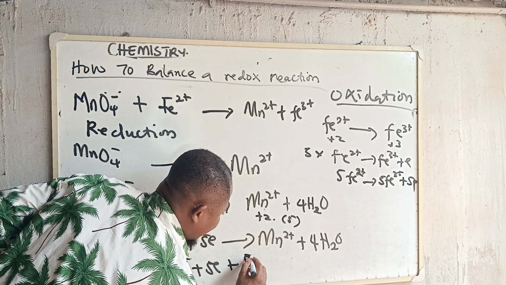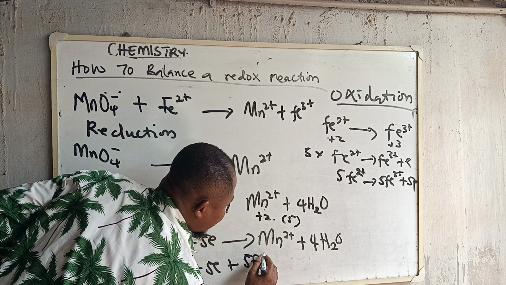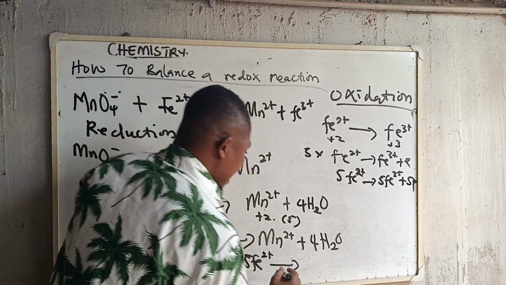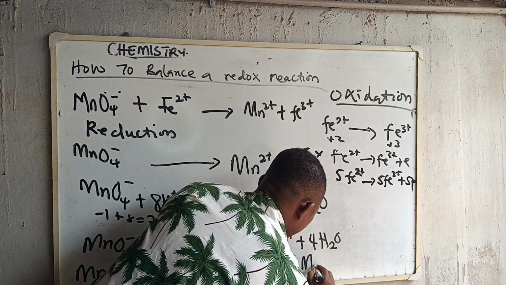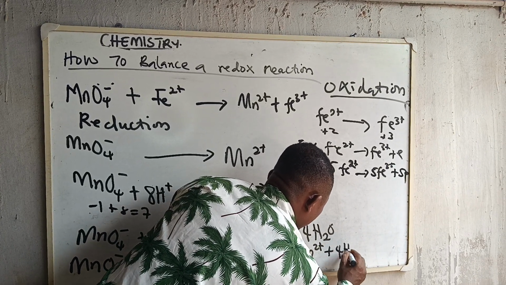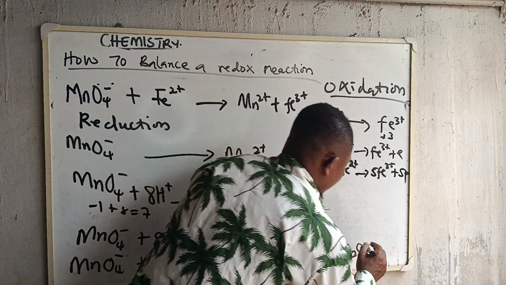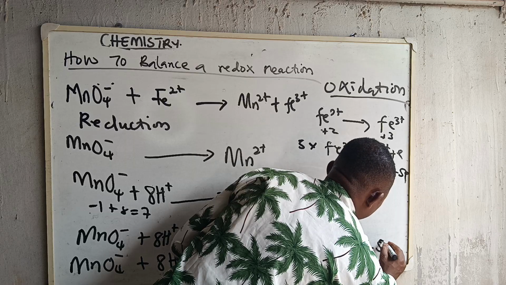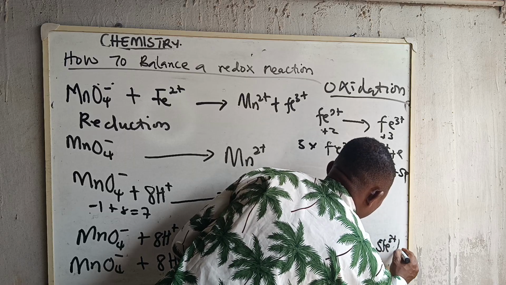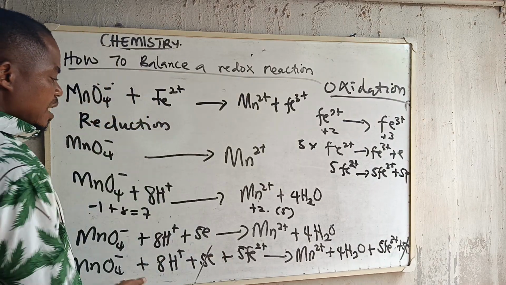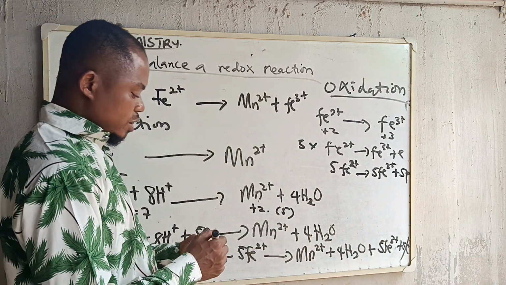Plus, on this reactant side, 5Fe2 plus. Now on the product side here, I have Mn2 plus plus 4H2O. Now on this product side, we have plus 5Fe3 plus plus 5 electrons. Now this 5 electrons will cancel this 5 electrons, and this is the balanced redox reaction.